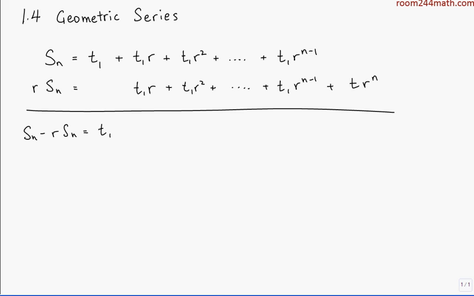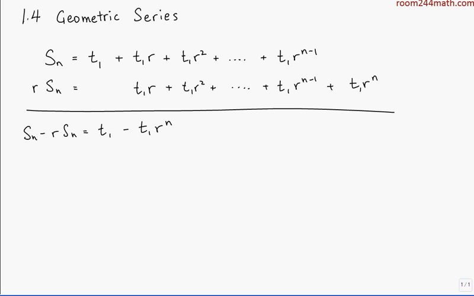We get t1, and then all those other terms in the middle disappear, and all you're left with is subtracting that very final term, which is minus t1 r to the n. So we have a nice little compact equation that we can work with to solve for Sn.